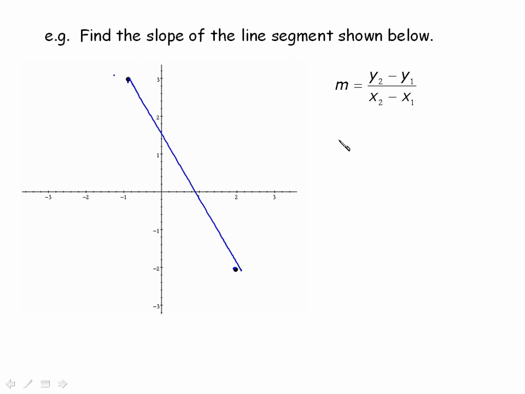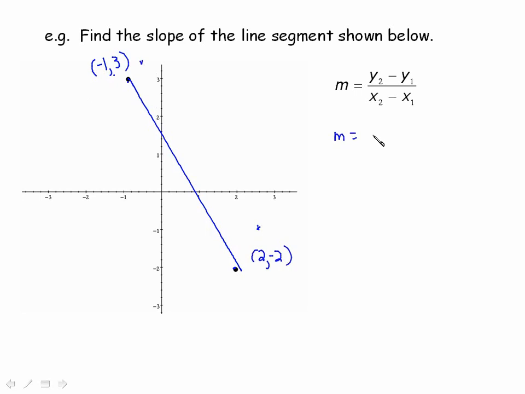And if we want to use the formula for this one, we just work it out. So this point is x is negative 1, y is 3. This point is x is 2, and y is negative 2, or at least it's supposed to be. So we can call this x1, y1 for the top one, and then x2, y2.